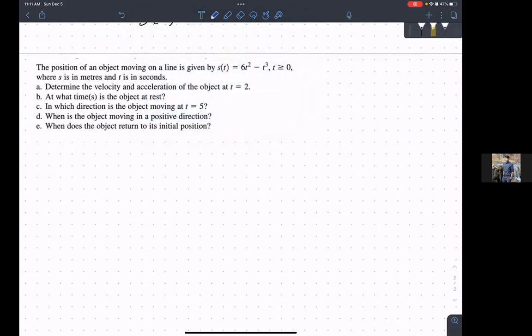So for example, here we have the position of a moving object on a line is given by s(t) equals 6t squared minus t cubed, right? So I'll go through how we would answer this and then you'll try to answer other application questions, okay?